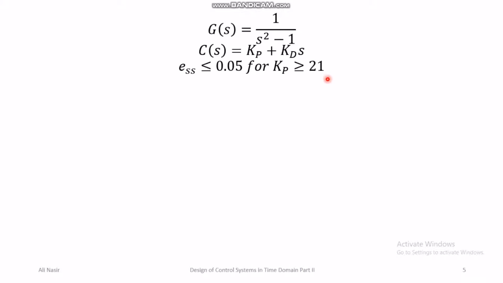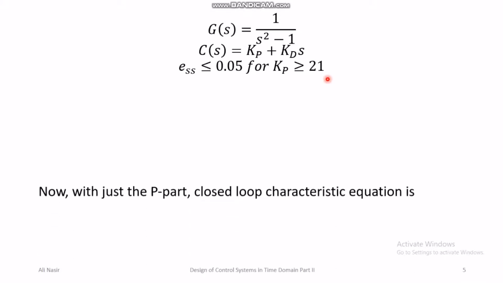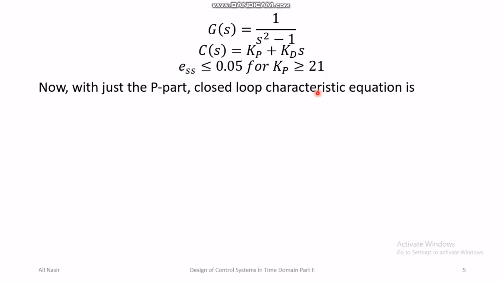Now we need to design the d part of the controller to meet the transient specifications. If we use just the p part of the controller, then the closed loop characteristic equation for the system, c of s into g of s divided by 1 plus c of s into g of s, where c of s is just kp, has the denominator s square plus kp minus 1. I am not going to derive this here in these slides, because at this point I expect you to be able to calculate the closed loop characteristic equation on your own. It will turn out to be the same thing that I have written on the slides.